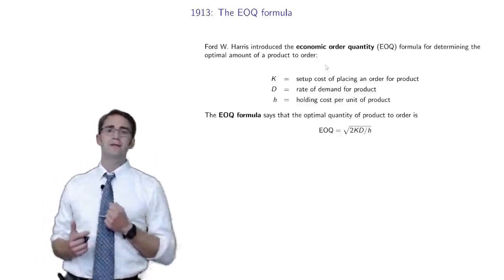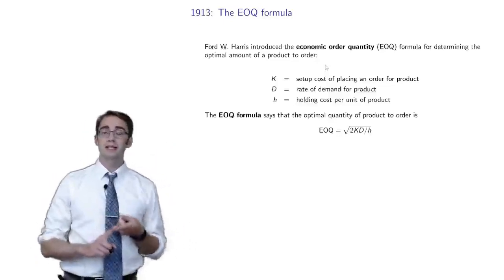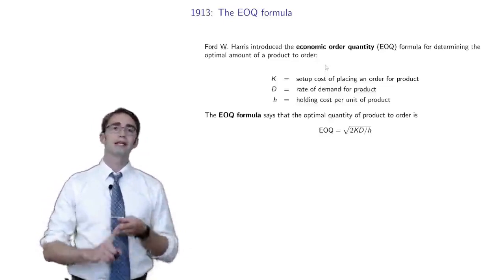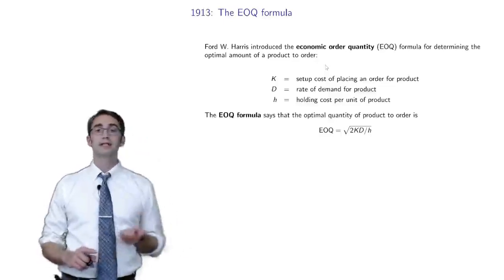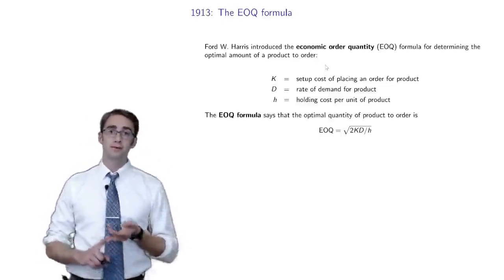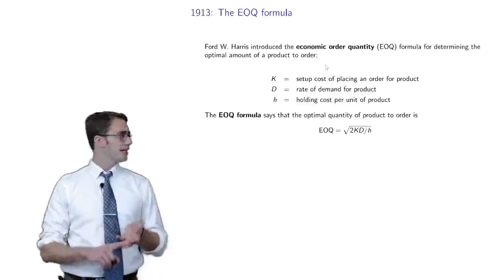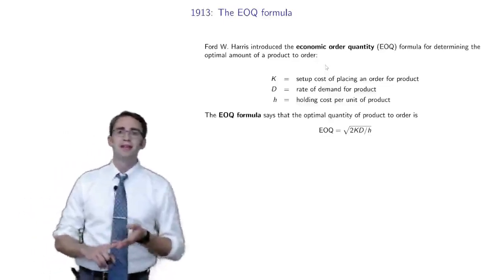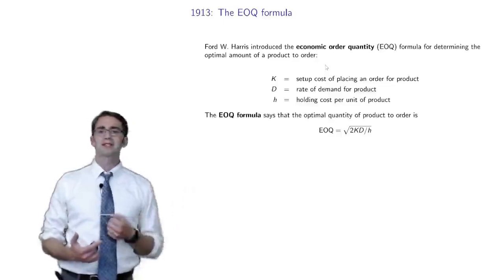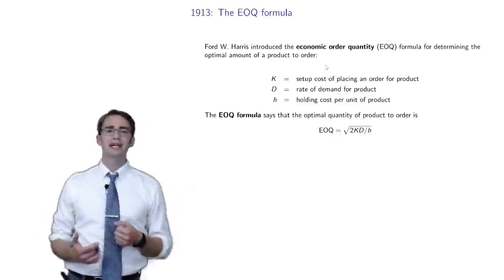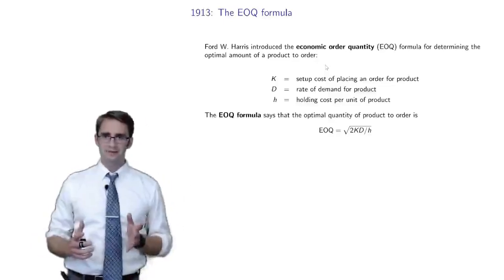It has three variables. You have a setup cost K of placing an order for a product. You have a rate of demand for that product, which we're calling D, and you have a holding cost H for each unit of that product. And the EOQ formula says the optimal order quantity is this expression here, square root of 2KD on H. What the heck am I talking about here?